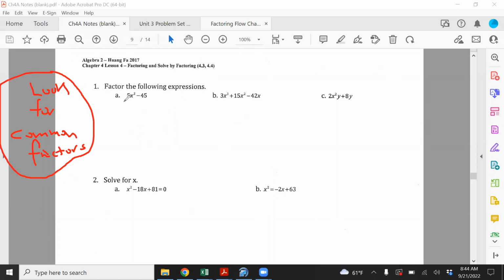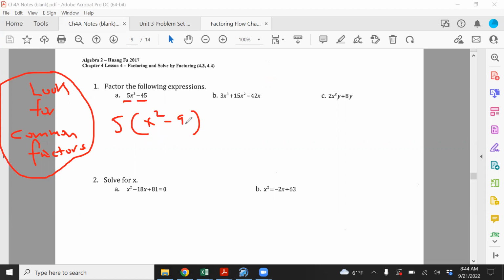So for part A, you have two terms, right? You have a 5x squared and a negative 45. Is there a factor common between those two? 5. Pull it out. When you pull it out, what's left behind? Perfect. X squared minus 9, right?